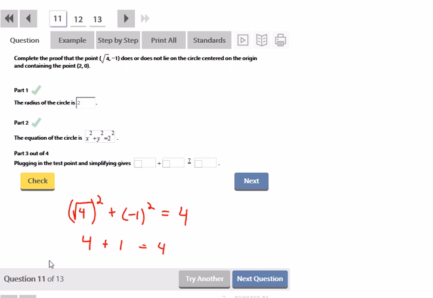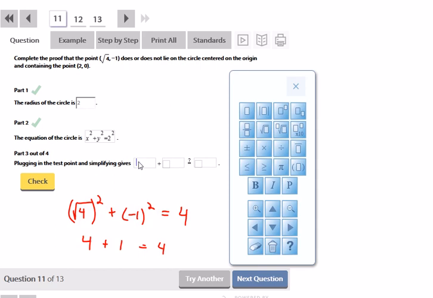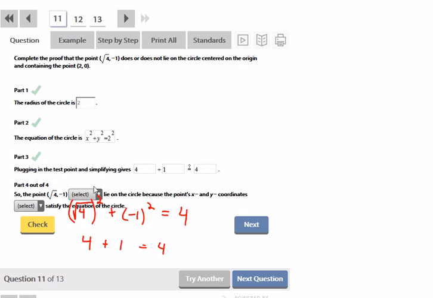I'm guessing that's what they want there. Let's see, 4 plus 1 would have to equal 4. So the point does not lie on the circle because 4 plus 1 is not 4.